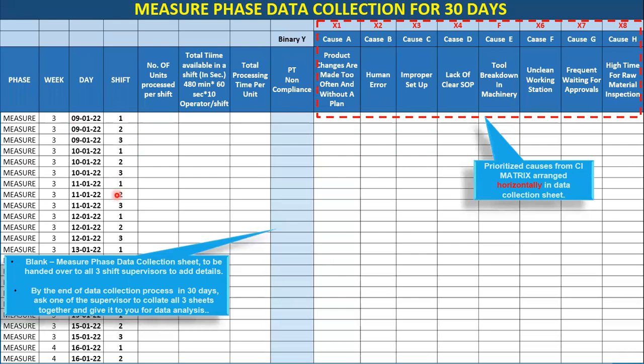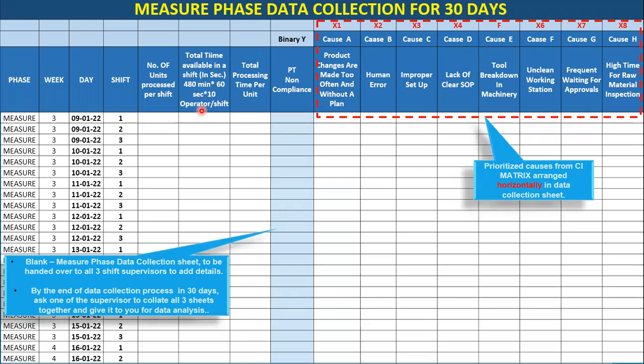And thereafter, we have a column for number of units processed per shift. So how many units in that given shift the team has processed or manufactured, for that matter. We need to put the numbers over here. Then total time available in a shift. So how much time in seconds was available?